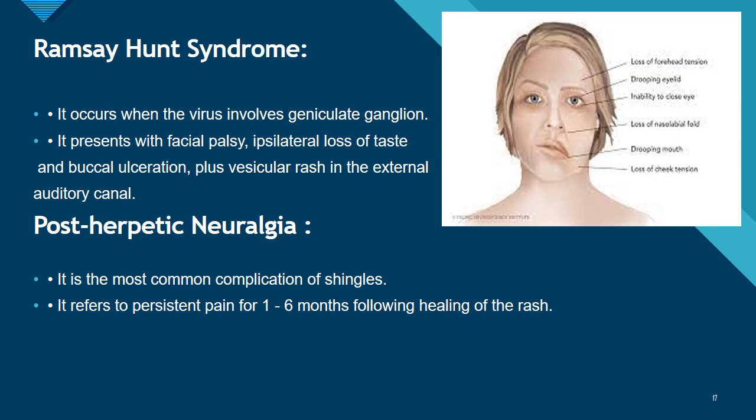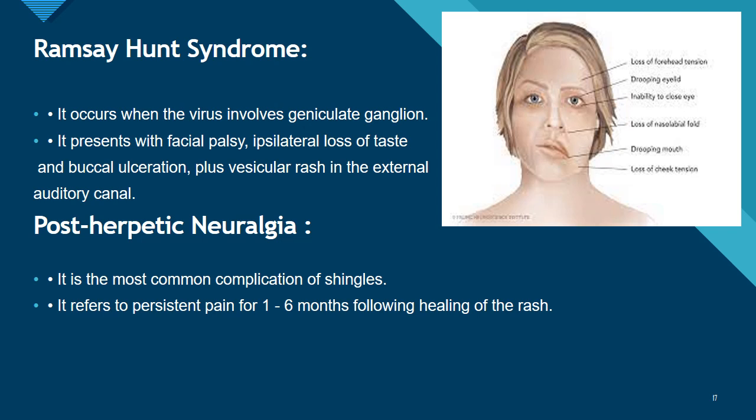Ramsay Hunt syndrome is another complication of shingles. It occurs when the virus involves the geniculate ganglion. Geniculate ganglion is the sensory ganglion of facial nerve. It presents with facial palsy, ipsilateral loss of taste and buccal ulceration, as well as vesicular rash in the external auditory canal. Another complication is post-herpetic neuralgia.